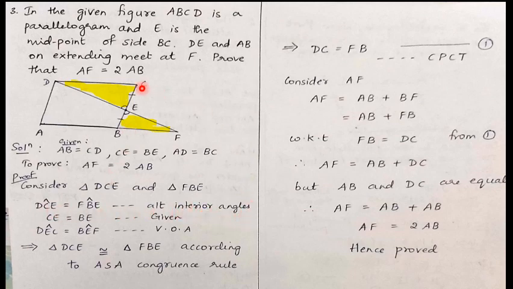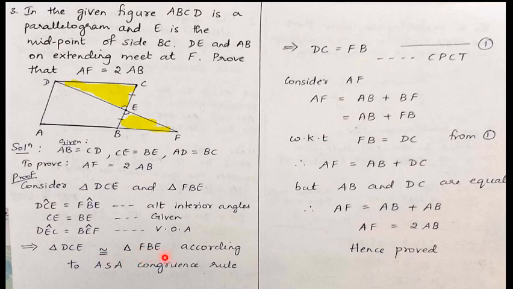And the next one is CE is equal to EB because E is the midpoint, so these two sides are going to be equal. That is given. And this angle which I told you in the beginning, that is DEC, is equal to BEF because they are vertically opposite angles, which are going to be equal. So we got angle, side, angle. So according to ASA congruency rule, these two triangles are congruent to each other. That is, triangle DCE is congruent to triangle FBE.